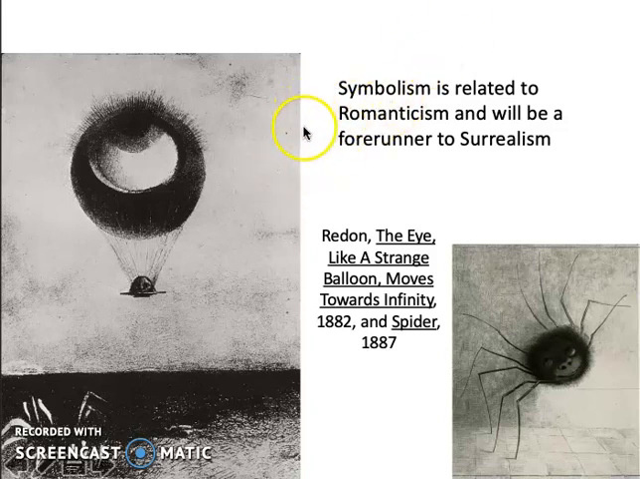So the expressionism of psychology, fantasy, nightmares and dreams, all of this appears in Redon's The Eye, like a strange balloon moves toward infinity. This eyeball with its lashes hovering in a balloon, and the spider. This is all going to be something that you see further developed in the 20th century in surrealism in the 1920s. So we're establishing some continuities here.